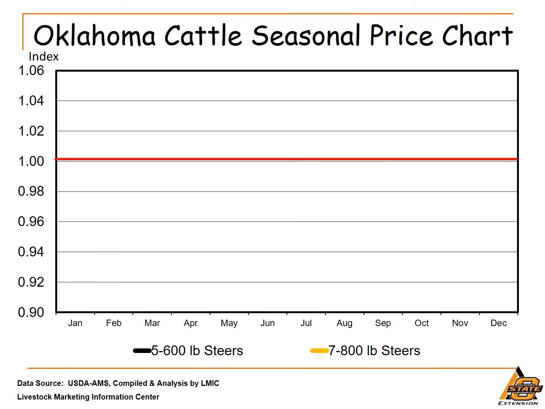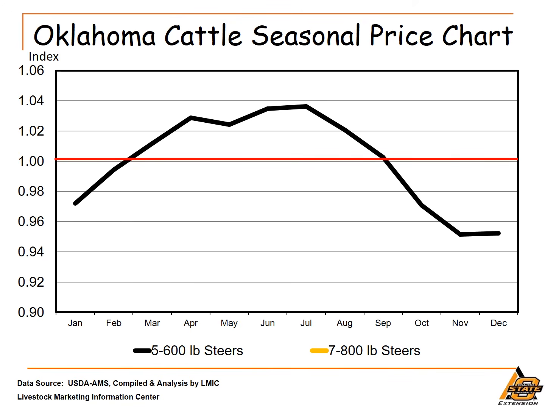Here I have a chart of the Oklahoma cattle seasonal price index, and the red line shows the average for the year. We look at 5 to 6 weight steers, and you can see the market is above average from about March until July and August, and then it starts to tail off, and the low time of the year is in the fall. When we look at the seasonal price chart for 7 to 8 weight steers, it's different. The low time of the year for those is the springtime, February, March, and April, and the high time is in the summer, July, August, and September.